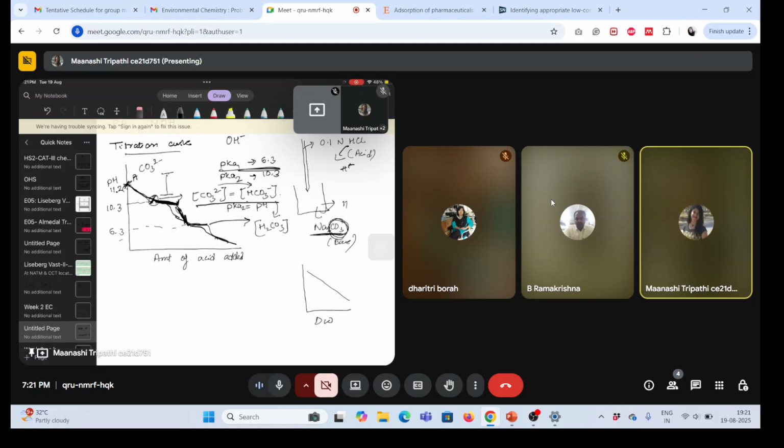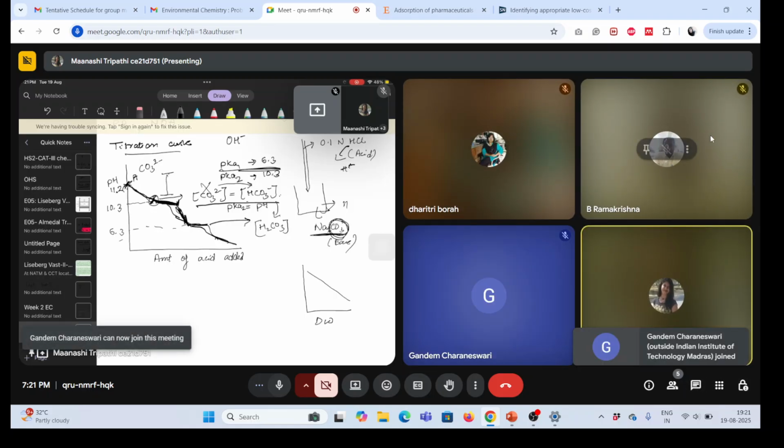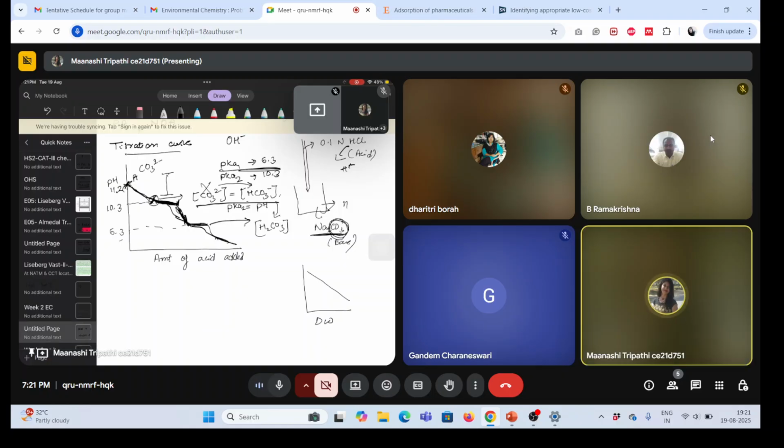Now there is no carbonate, but carbonic acid and bicarbonate both are there. So again there will be a plateau. So this is the titration curve. However, for distilled water, since there is no base to act as buffer, if we simply keep on adding HCl, the pH will keep on falling in a straight line. So there won't be any plateau.